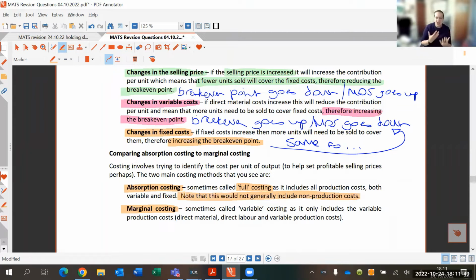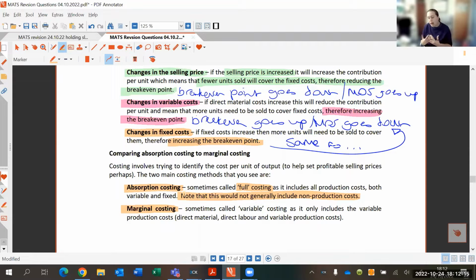So we wouldn't include like our administration costs, our office costs, those sorts of things that a business will need to have in order to run, but they're not directly related to production. So very much focusing on production related costs only with a task like this. They may throw in some non-production costs to fool you and trick you. Just make sure that you're knowing what you're talking about when you're answering the questions like this.